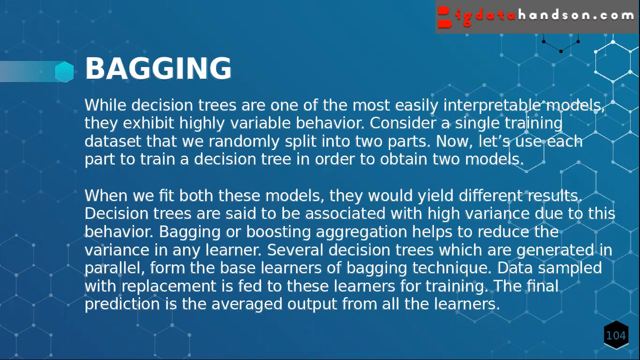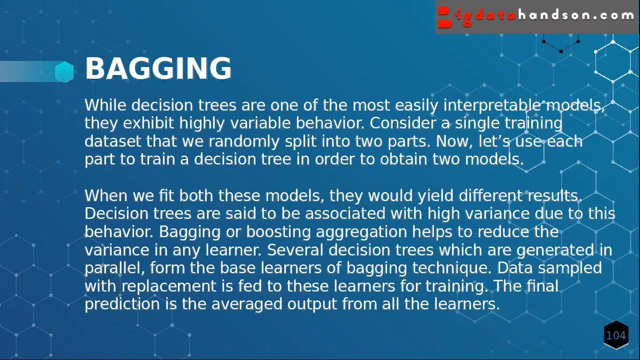So consider a single training data set that we randomly split into two parts. Now let's use each part to train a decision tree in order to obtain two models. Okay, we're training two models here, and when we fit both these models, they would yield different results. That we note, right? So decision trees give different results for different data sets, and are said to be associated with high variance due to this behavior.